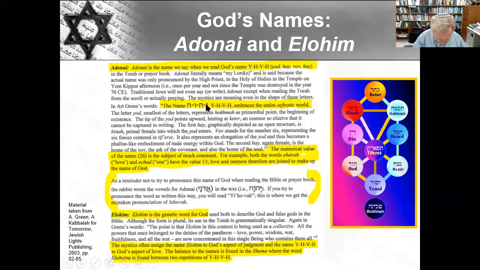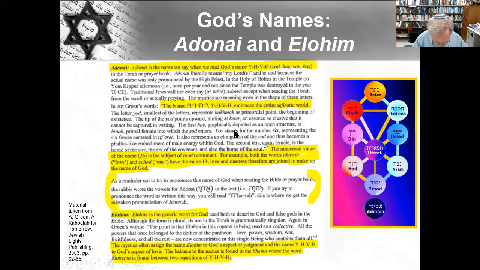Here is the letter Yud. The smallest of the letters represents Chachma, that primordial point. If you look at the Yud, again, it depends how large it is on your screen, the tip is pointing up, hinting at Keter, and even Ein Sof above Keter. In essence, so elusive it can't be captured.